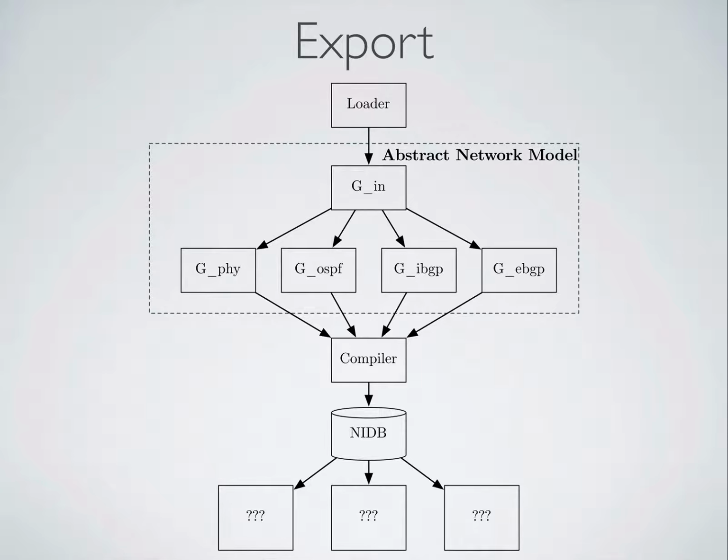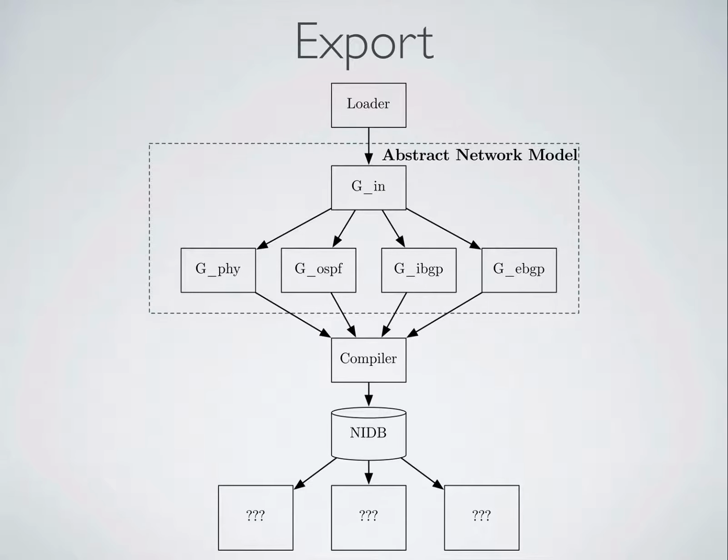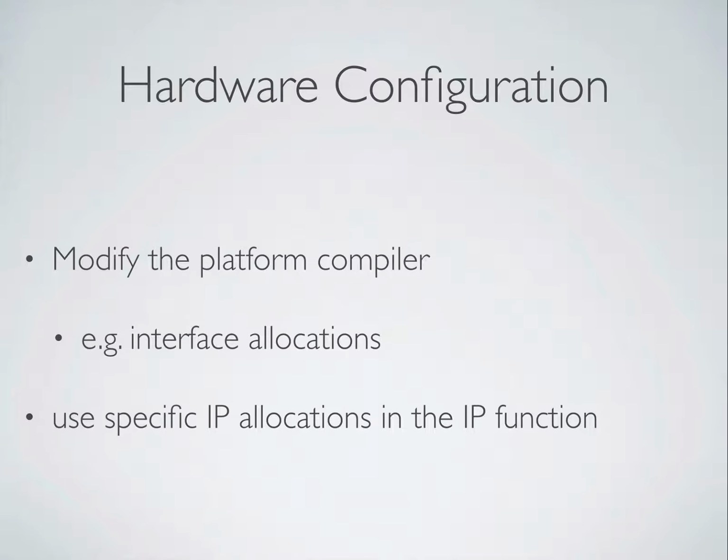We can support new input formats, we can add new topology design rules, such as for IBGP, or a new routing protocol, and we can support new devices, or new hardware deployment platforms. The platform compiler can also be extended to develop for hardware configurations, such as specific interface allocations. We can also map with custom IP allocations by providing a custom IP resource allocation function. This can use just its own IP addresses without needing to touch any of the other components of the system. This modularity is quite powerful.